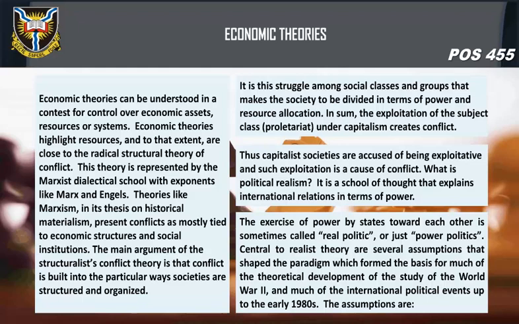The main argument of the structuralist conflict theory is that conflict is built into the particular way societies are structured and organized. It is this struggle among social classes and groups that makes the society to be divided in terms of power and resource allocation. In sum, the exploitation of the subject class, proletariat, under capitalism creates conflict. Thus, capitalist societies are accused of being exploitative, and such exploitation is a cause of conflict.